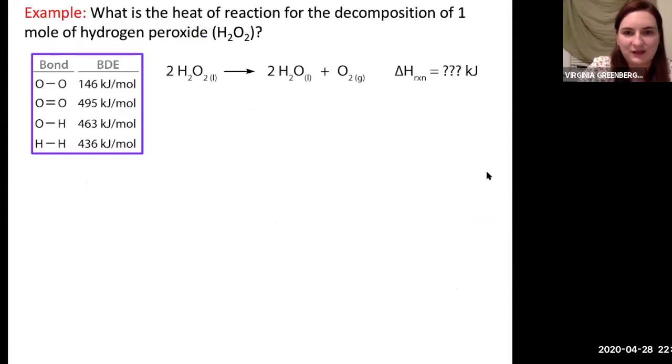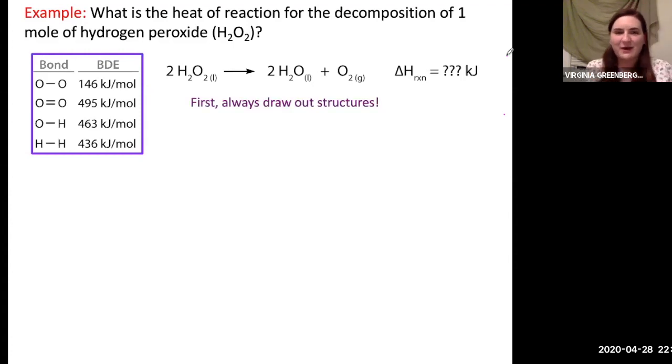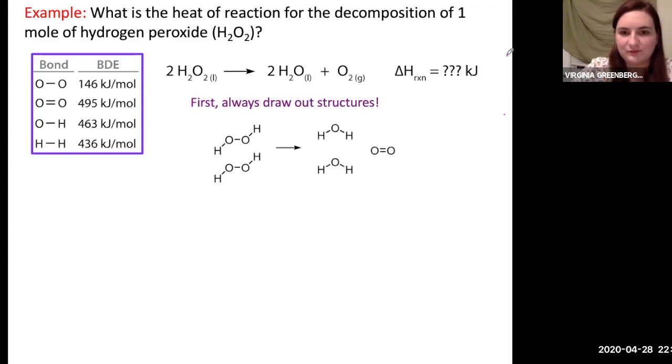And so we can go ahead and look at an example of this where we have hydrogen peroxide decomposing into water and oxygen. And here they give us bond dissociation energies for a whole bunch of different bonds. And how can you really talk about bonds changing without drawing the bonds? And so our first step is always going to be to draw out the structures. So here I have my 2 hydrogen peroxides, and then I have my 2 waters and my 1 oxygen. And so I can keep inventory of what I have. So here I have my different types of bonds.